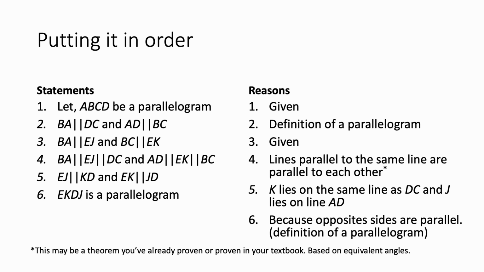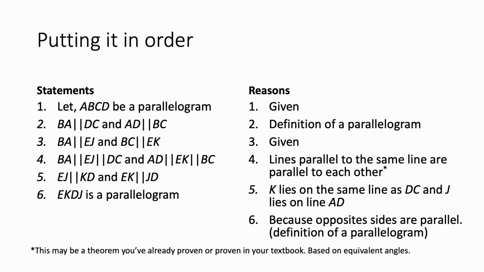BA, so going to the next one, we said that lines that are parallel to the same line are parallel to one another. So I'm just going to state that. BA is parallel to EJ, last statement, which is parallel to DC, which was from the second statement. And AD is parallel to EK, which is parallel to BC. Again, back to the second statement. That lines parallel to the same line are parallel to each other. There's the reason.